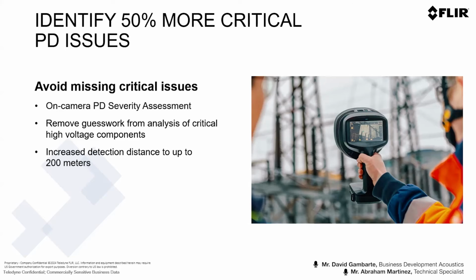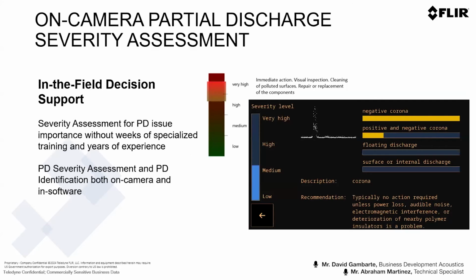So we are now talking about, of course, electricity production, substations, transmission, and distribution. You remove the guesswork from critical high voltage components, so you will have the analytics on a screen and you will be able to understand how critical the partial discharge is with our severity assessment, and you will have further recommendations for every one of the partial discharges that you find. And we increase, as I said before, the detection distance up to 200 meters. As I mentioned, on-camera partial discharge severity assessment. So this is what you are having on camera, as you can see here on the right.